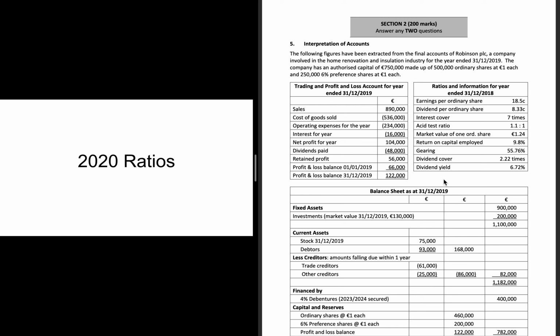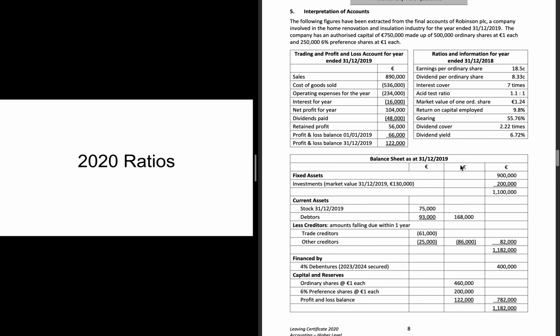Share price at the moment is, I don't know. Might be something we're asked to work out. Your dividend rate 4%. Sorry, your debenture rate is 4%. Your preference share is 6%. So 6% of 200,000 is 12,000. We'll be working off that.